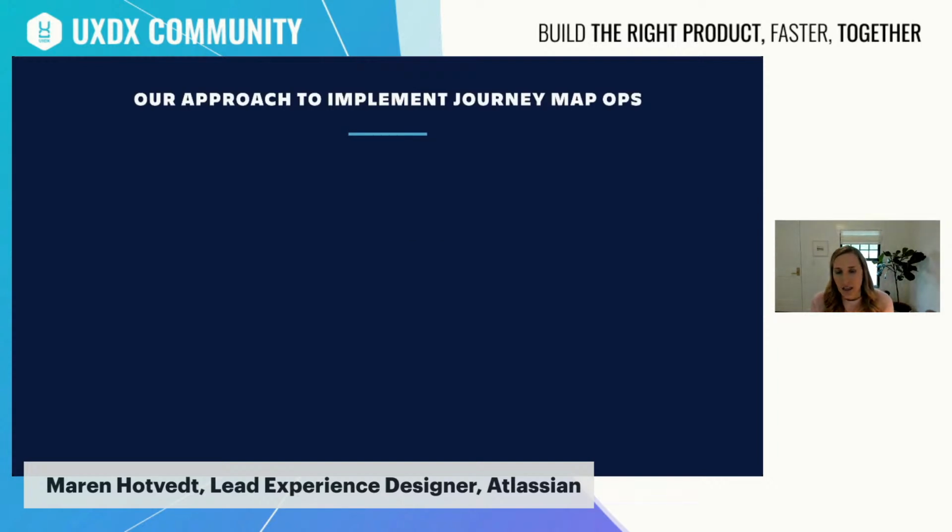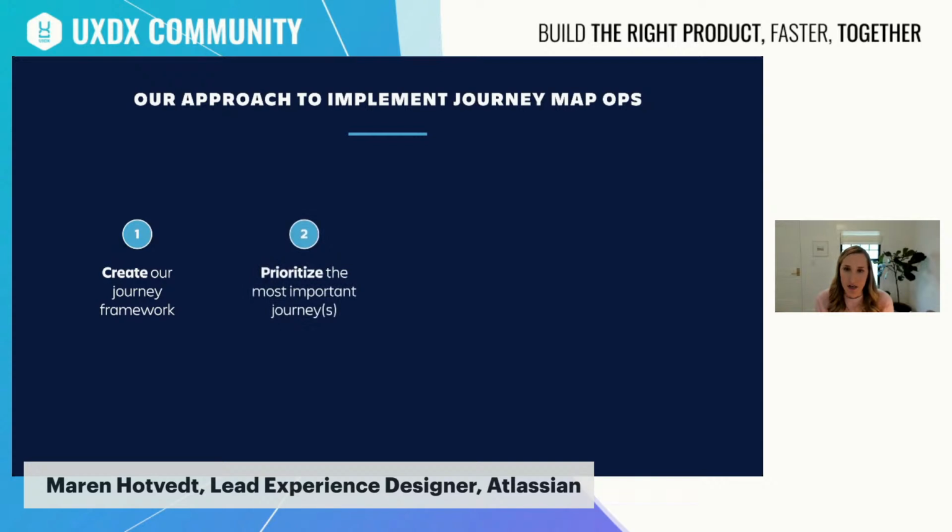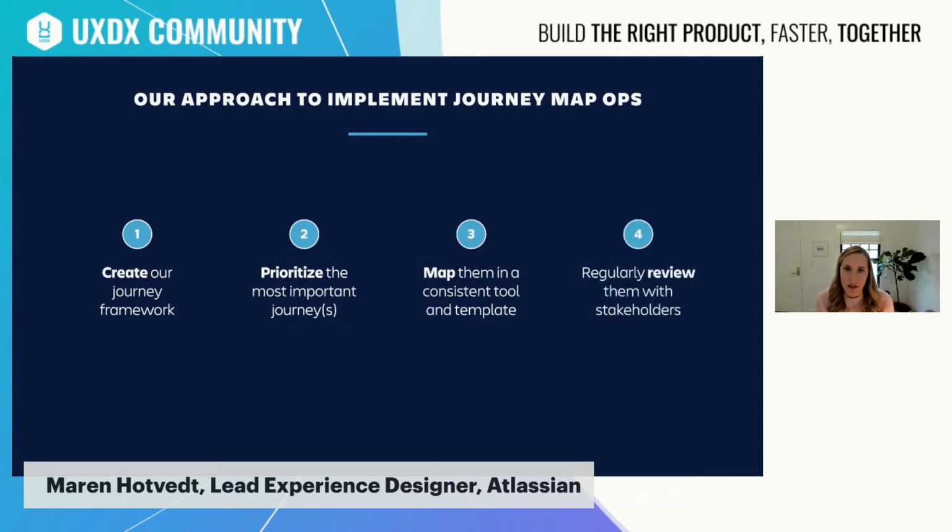So simplifying things down, we approached this in 4 steps. The first thing we did was create our journey framework. Next, we prioritized the most important journeys. Then we mapped them in a consistent tool and template. And finally, we put in place the rituals we needed to regularly review them with key stakeholders and make sure they weren't just sitting, never looked at again after we did the mapping.